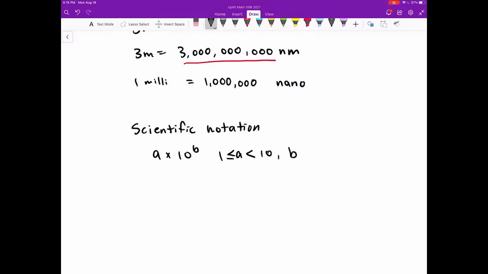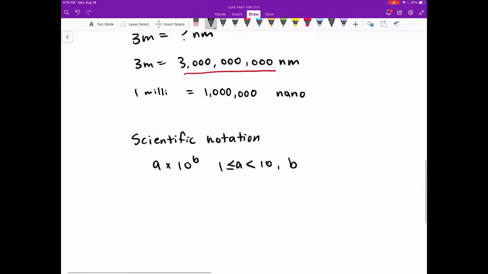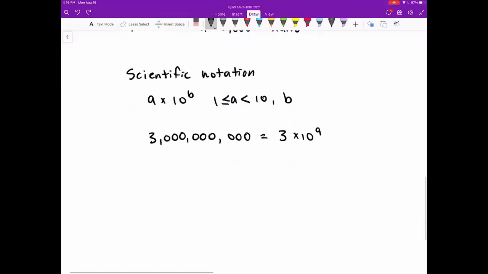And b could just be anything, like an integer or something. So for an example, if we have the number 3 billion, we can convert it to scientific notation, which would be 3 times 10 to the 9. As you can see, 3 is between 1 and 10, and this 9 is just the b. It's an integer. So the second way, the scientific notation, is much shorter to write than the large number.